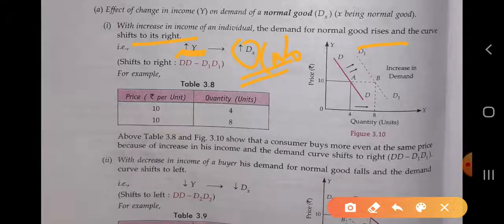The demand curve shifts from DD to D1. We have also taken the assumption that the price per unit is the same, that is 10, and the quantity increases from 4 units to 8 units. Here we have taken the price and the quantity. Price is constant at all units, so the price line will be parallel to the x-axis.